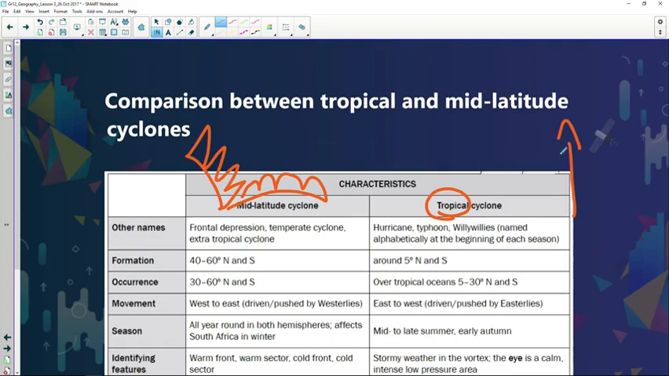Very importantly there, Gr12s, it can't form at the equator because there's not enough what? Coriolis force. Okay. We looked at mid-latitude cyclones. How does it move? It moves from west to east, in the westerly wind belt. Now how does the tropical cyclone move? In the initial stage it moves in the easterlies, then it recurves and moves away in the westerly wind belt.